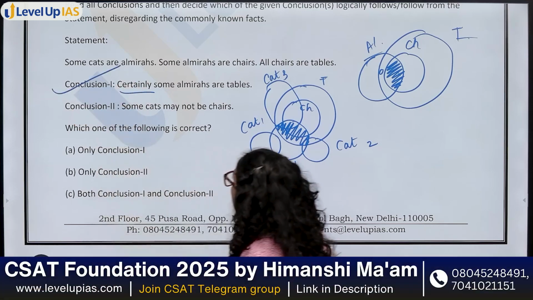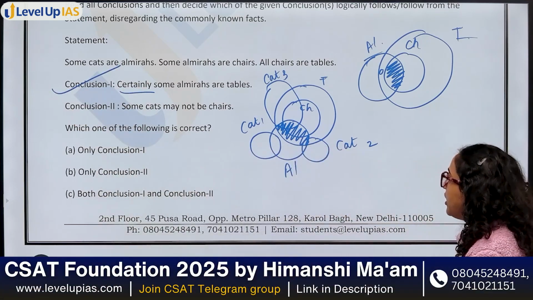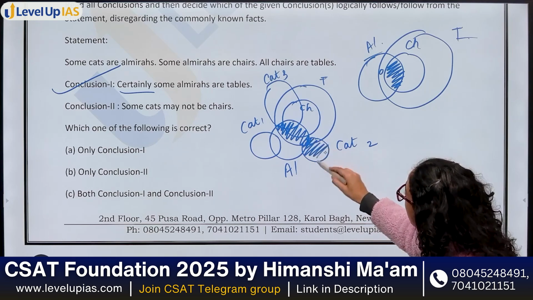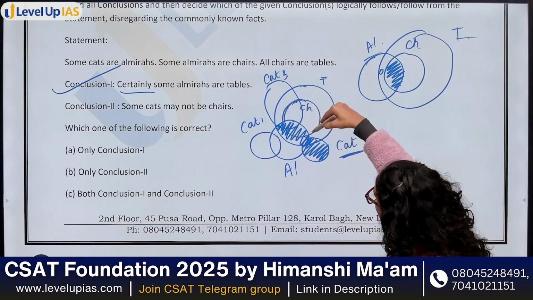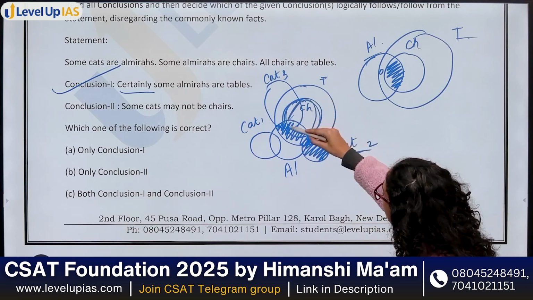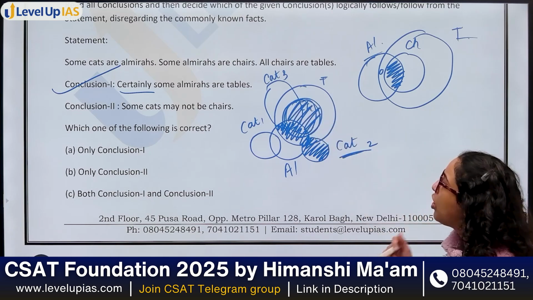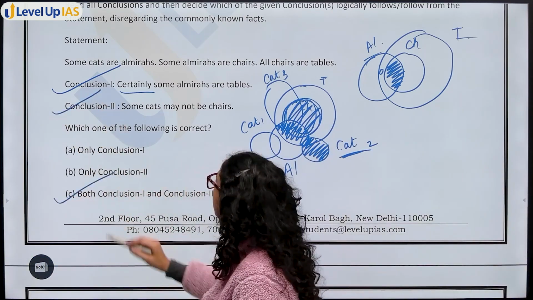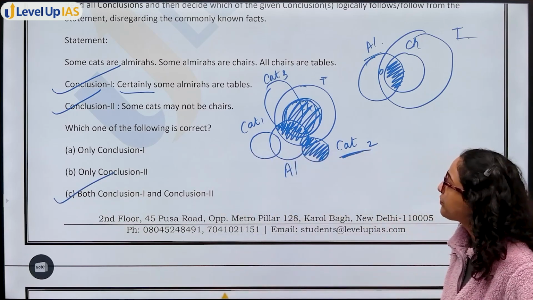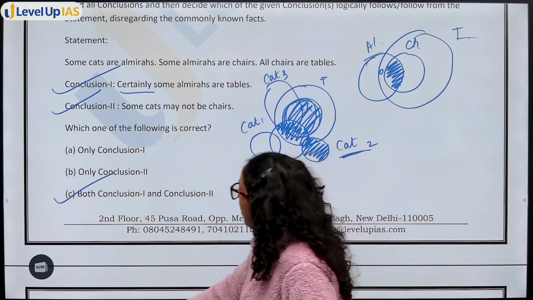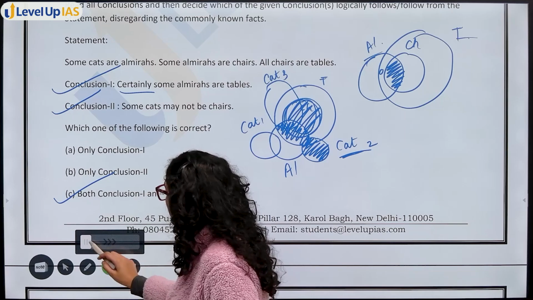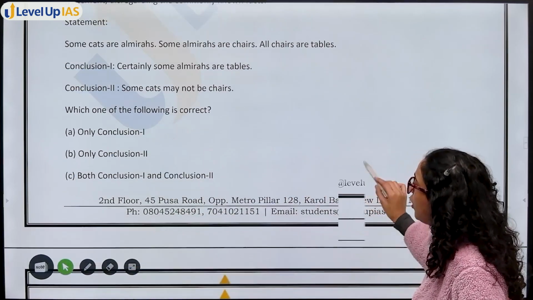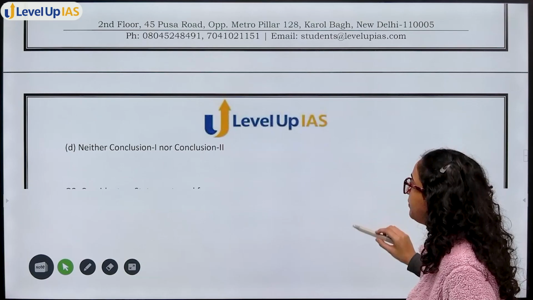This is true. Some cat may not be chair, right? Because see, if you take this case, this is cat, this is chair, they have nothing in common. So some cat may not be chair. This is also true. Both conclusion 1 and 2 are true, right? Now, let's move on to the next statement.